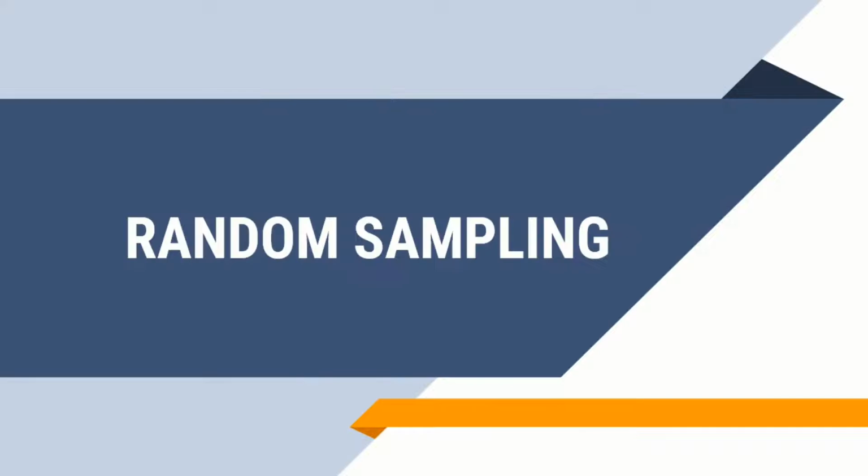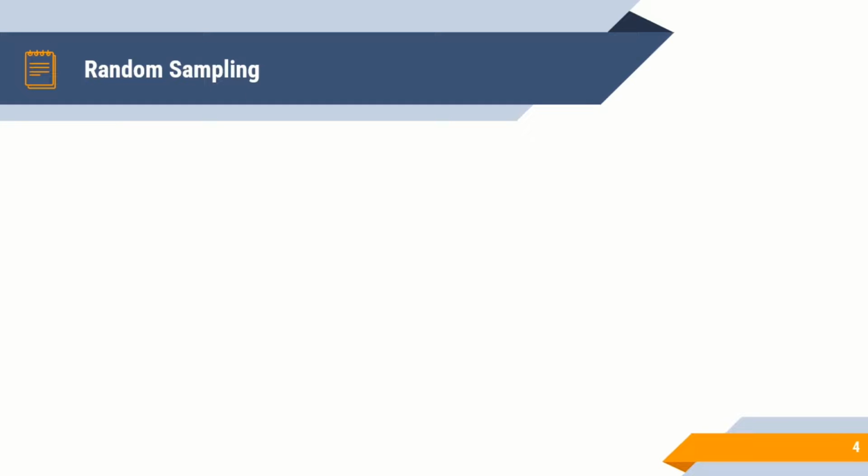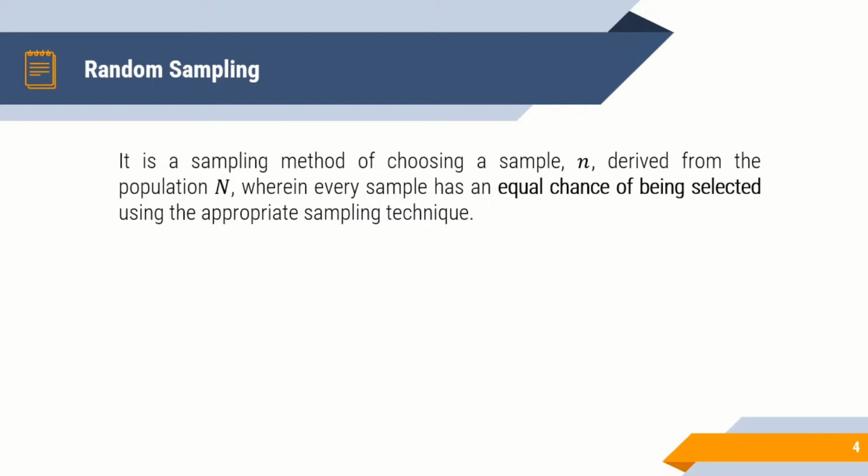So our first topic is random sampling. What do we mean when we say random sampling? It is a sampling method of choosing a sample denoted by the small n derived from the population denoted by the capital N, wherein every sample has an equal chance of being selected using the appropriate sampling technique.